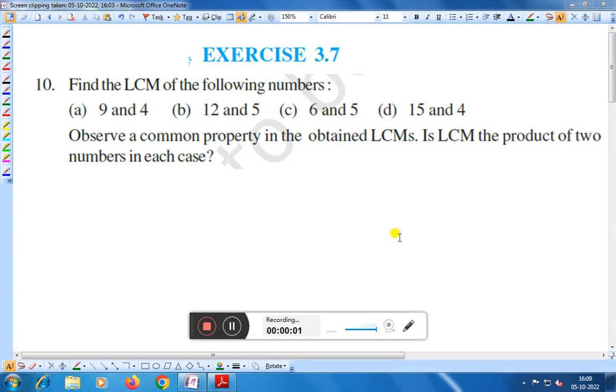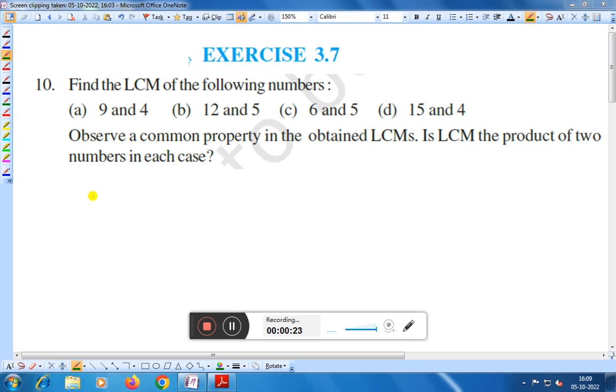Hello everyone. Today we shall discuss exercise 3.7 question number 10. Find the LCM of the following numbers: 9 and 4, 12 and 5, 6 and 5, 15 and 4. Observe a common property in the obtained LCMs. Is LCM the product of two numbers in each case? Let us find. That is 10a.